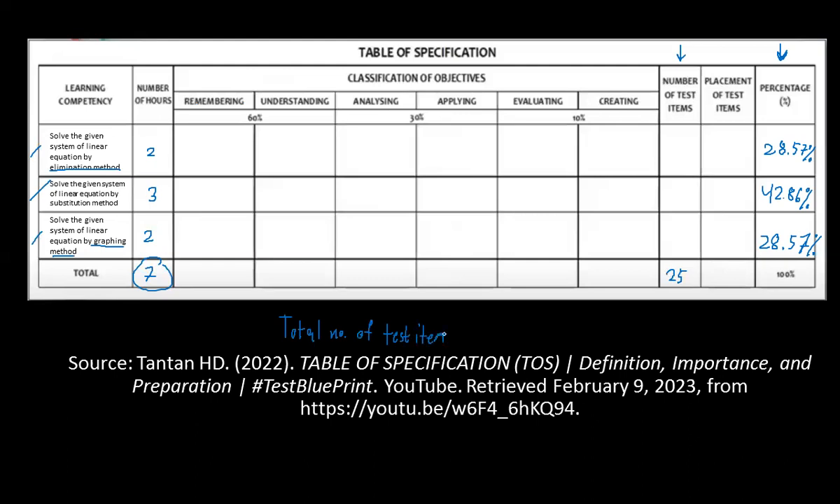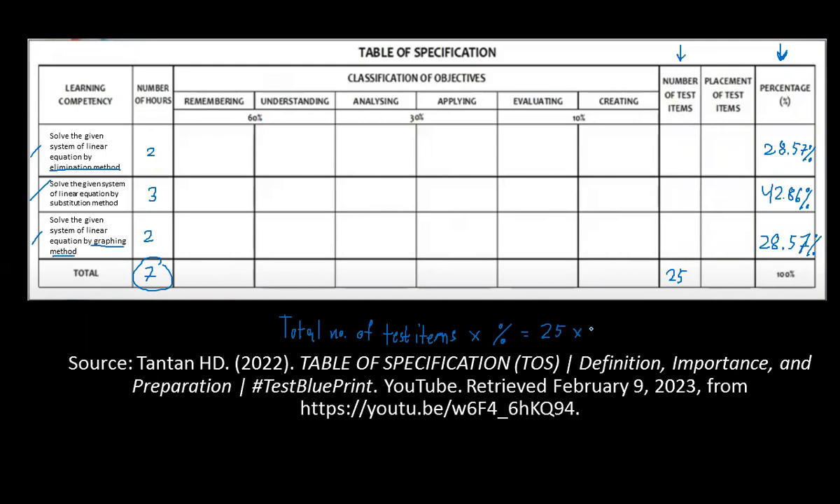Okay? Una, get the total number of test items. Sorry sa sulat mo guys. Yan. Test items times yung percentage nila. Okay? So, ulitin ko ha. Get first the total number of test items tapos times mo ng percentage. So, for example, let's just say you have 25, di ba? Kasi yun yung total number of test items natin. So, sa first learning competency, which is about elimination method, so paano ko kukunin yung number of test items niya? So, i-multiply natin to ng by percentage.